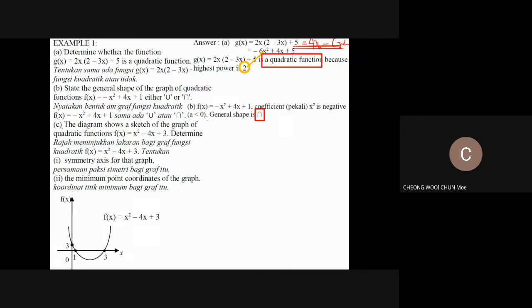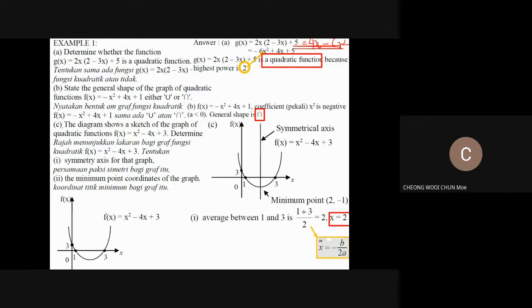C, the diagram shows the sketch of the graph of the quadratic function x squared minus 4x plus 3. Determine number 1, the symmetry axis of the graph.